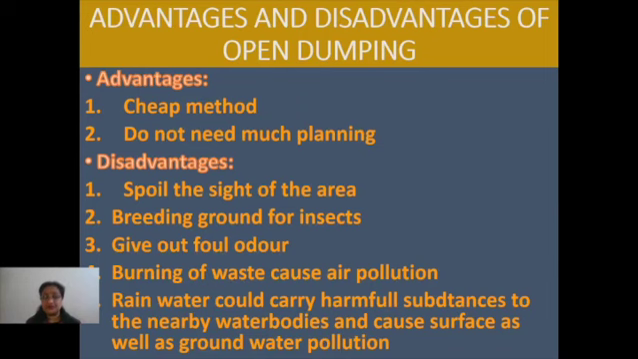The next step we should discuss is the advantages and disadvantages of open dumping, because this is again an important topic for you to know. Now advantages, there are no such advantages. You can say it's the cheapest method, or the solution we have found: instead of collecting all the waste in front of our door, we are just throwing it away on one side. That's it. So this is the cheapest method.